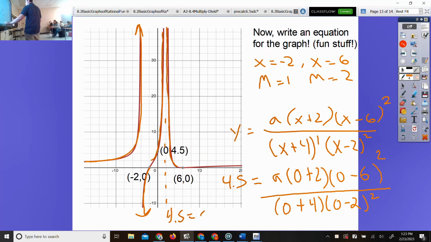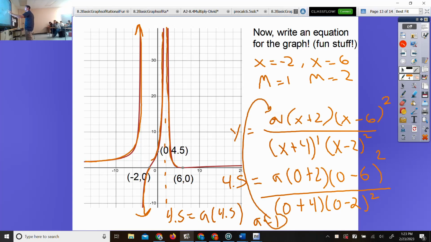At least one kid will tell me, since there's a 4.5 attached to A, that A is 4.5. A is 1. That was a lot of work for 1, which is understood. There's your equation.